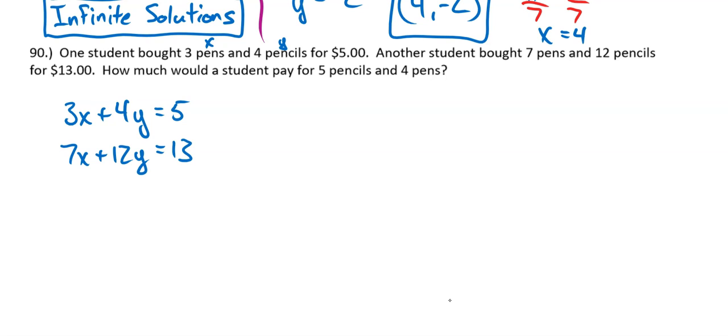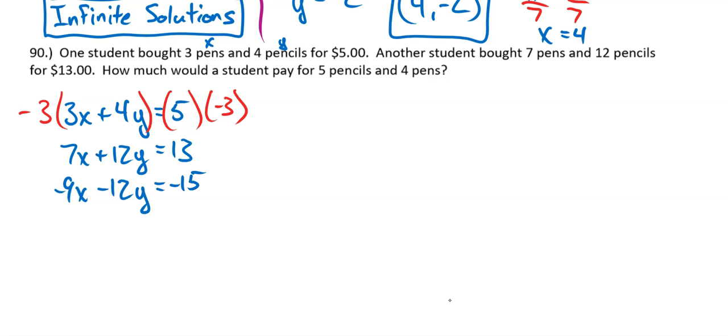But if I look at this, all I have to do for the y's is I have to multiply this first equation. If I multiply by 3, it gives me a 12. Well, I want a -12 since this guy's positive. So I just have to multiply by -3. I have to get additive inverses, and it's much easier to do with y because it's easy to turn that 4 into a -12, okay? And so it gives me this. -9x minus 12y equals a -15. And now I can add these two equations together, okay?